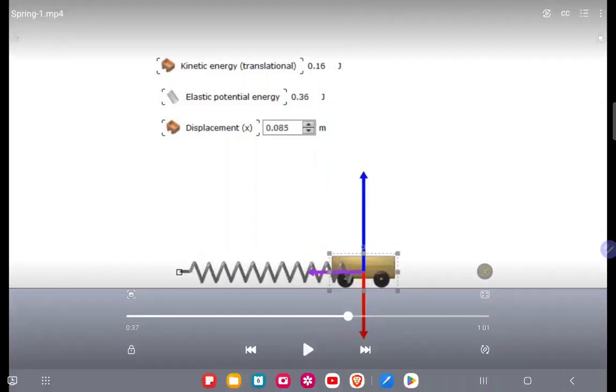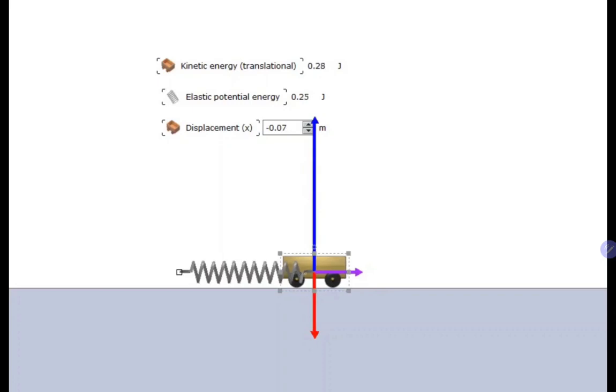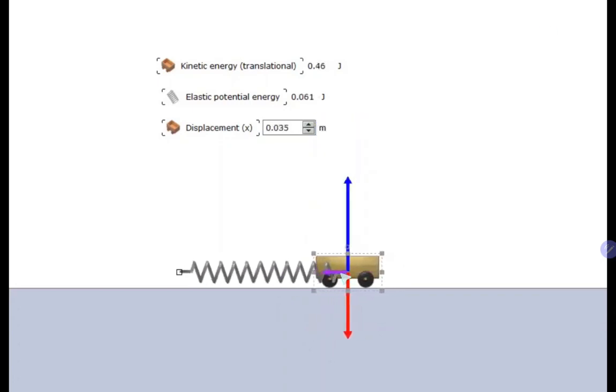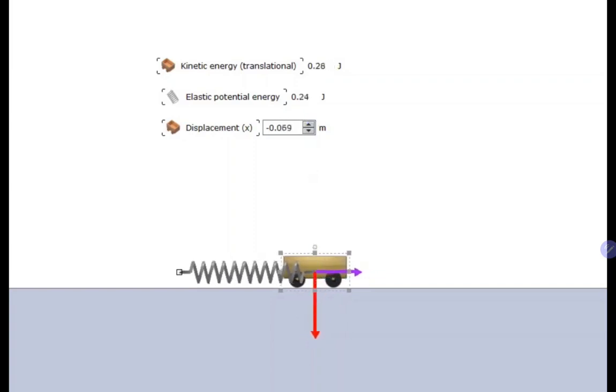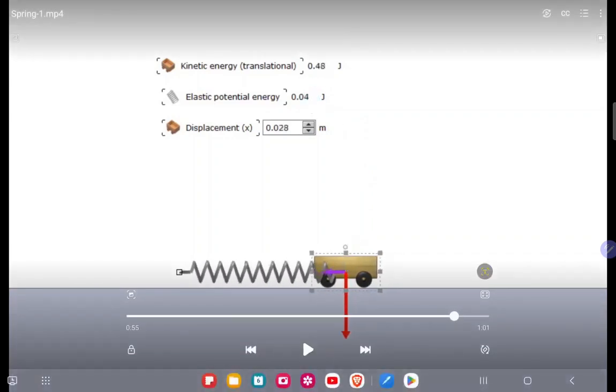Now the elastic potential energy works in the opposite way. When the spring has maximum elongation and maximum compression, the kinetic energy becomes zero, but the elastic potential energy will be maximum. At the relaxed position, the elastic potential energy will be zero and the kinetic energy will be maximum. Let's see here. So it oscillates around the relaxed position of the spring, back and forth. And look at the elastic potential energy and kinetic energy of the system.